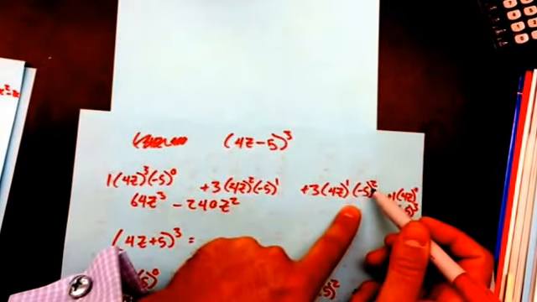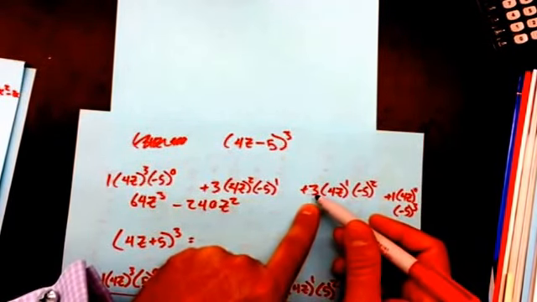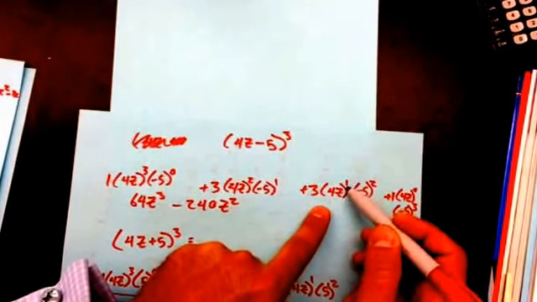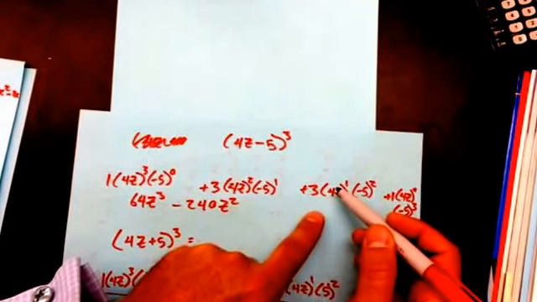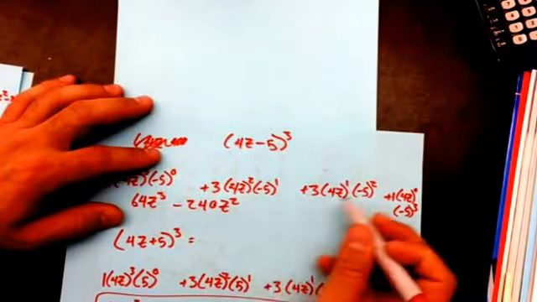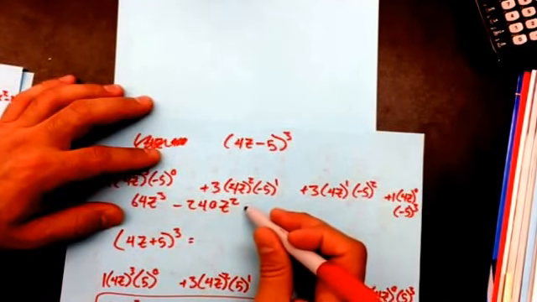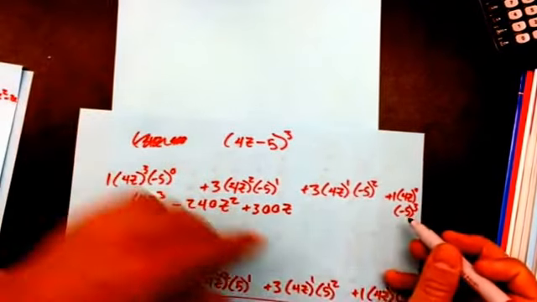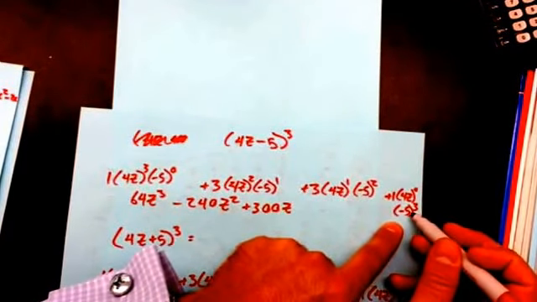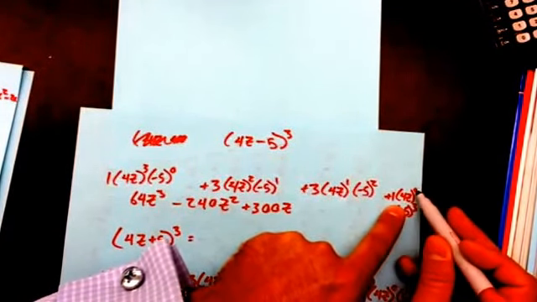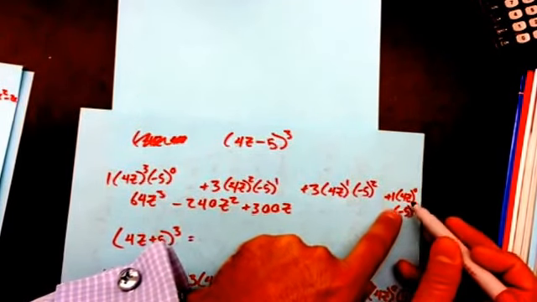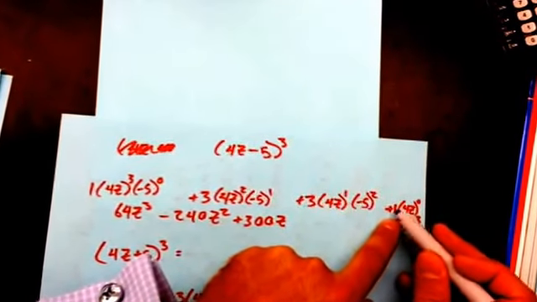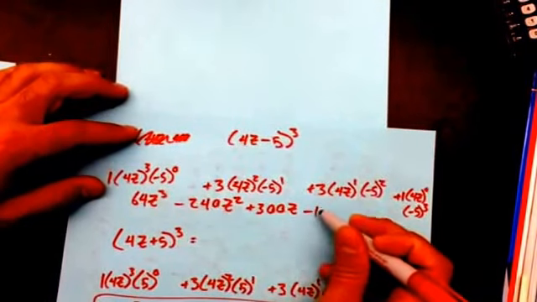Negative 5 to the power of 2 is 25. Times 3 is 75. 4z to the power of 1 is 4z. So 75 times 4z is going to be 300z. Negative 5 to the power of 3 is negative 125. 4z to the power of 0 is 1. So negative 125 times 1 is negative 125. Times 1 is negative 125.